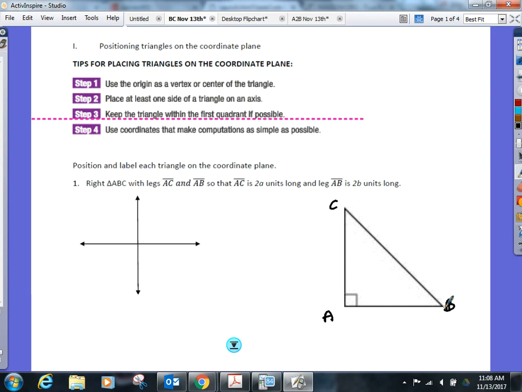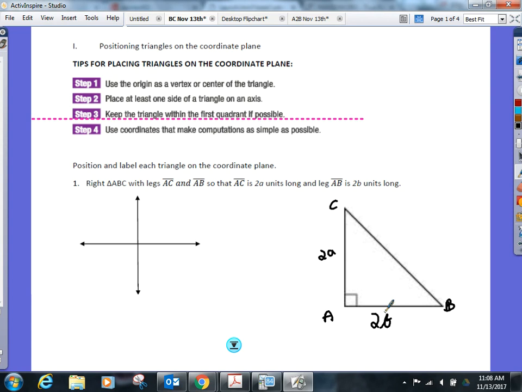How long does AC have to be? 2A units long. Not 4 units, not 10 units. 2A. Here come the variables. And how long does AB have to be? 2B. All right. So I need to take this, place it over here on the coordinate grid with the proper coordinates for A, B, and C. So these come out to be 2A and 2B.